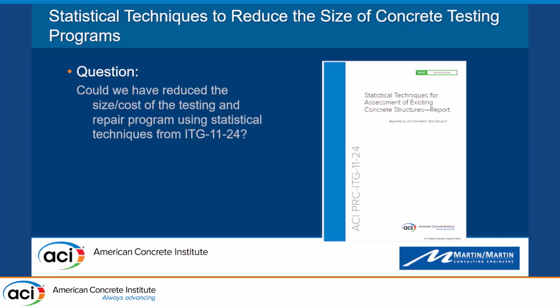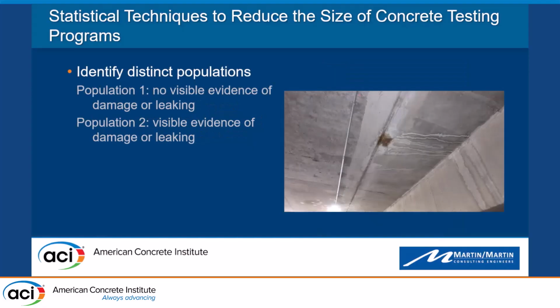So now I take this ITG document, 1124, that Nick's committee's working on putting out as a committee document now, and say, could I have applied statistics to reduce the scope of the testing that we did at the project? So I just went through the guide step by step and said, if I was using this on a project, what are the things that I would have to be looking at?